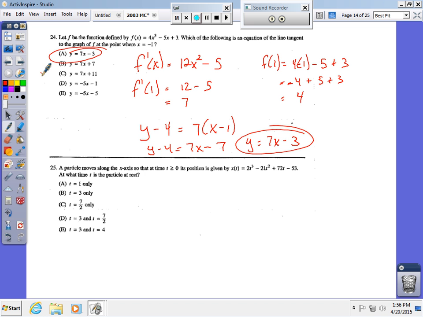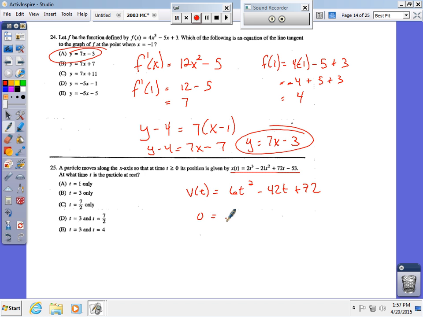25. The particle moves along the x-axis. The position function is given. At what time is the particle at rest? So we want to find out when the velocity is equal to 0. Alright, so we're going to find the velocity, which is the derivative of that. So what's that? 6t squared minus 42t plus 72. Find out when that's equal to 0.